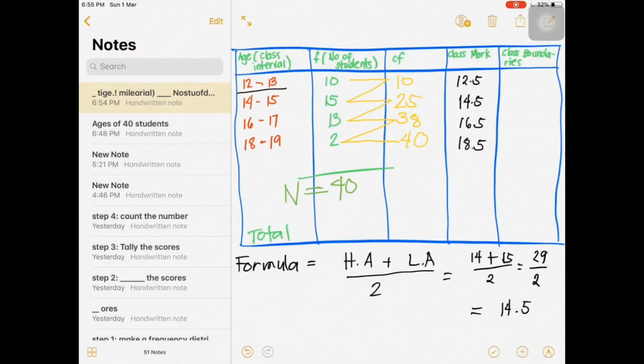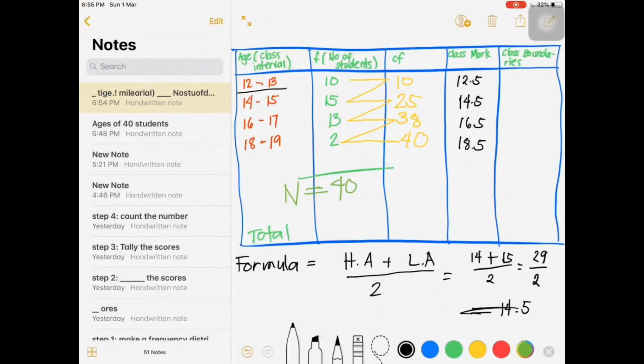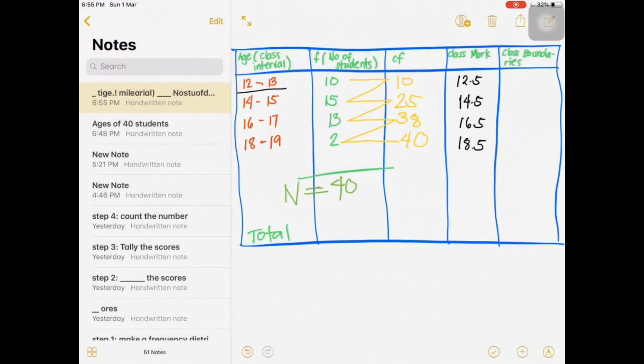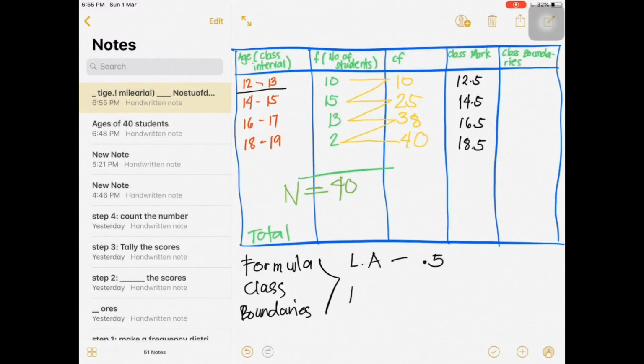We will now proceed for our class boundaries. Okay. So what is the formula for class boundaries and how are we going to compute this? Okay. This is just the formula for class boundaries. The lower age minus 0.5 and the higher age plus 0.5. Alright, so the formula for class boundaries is lower age minus 0.5 and the higher age plus 0.5.